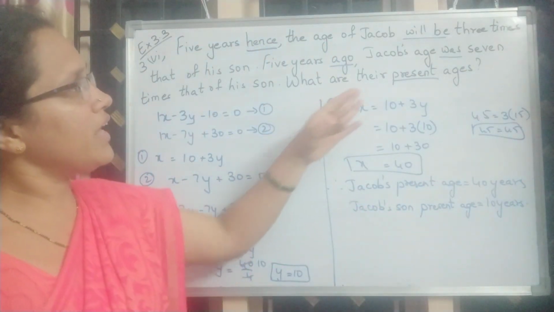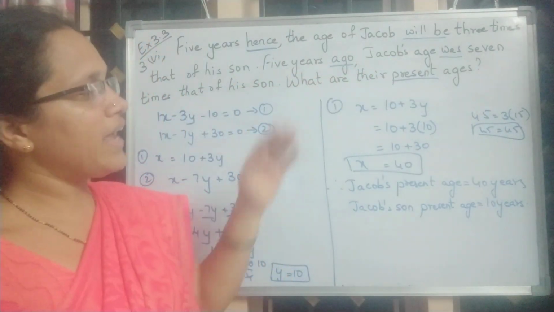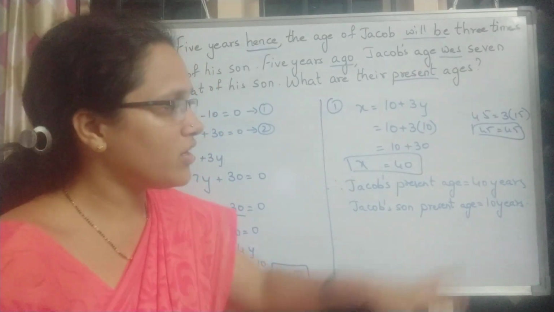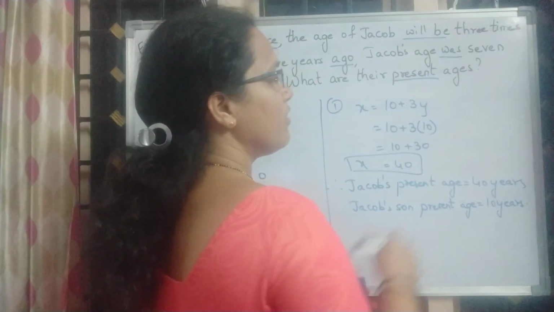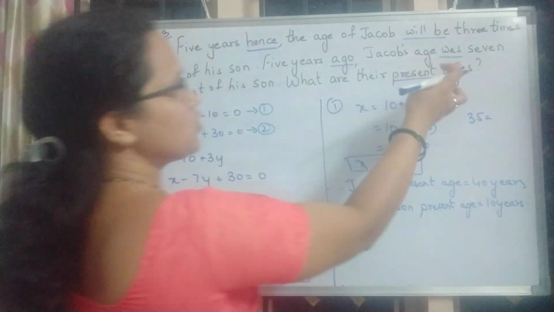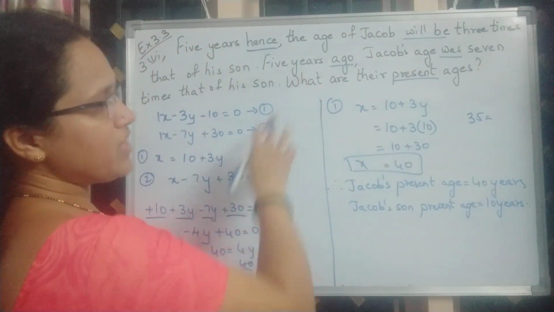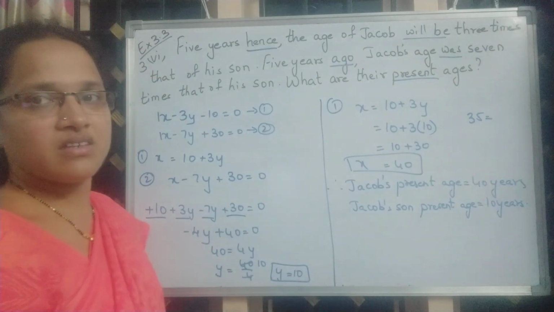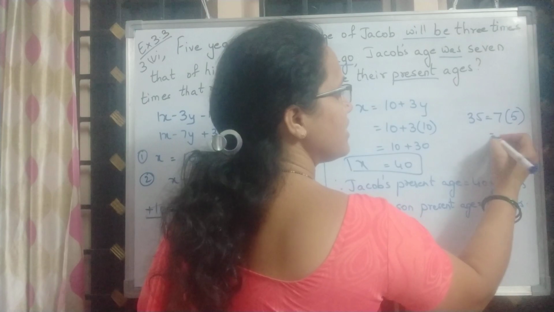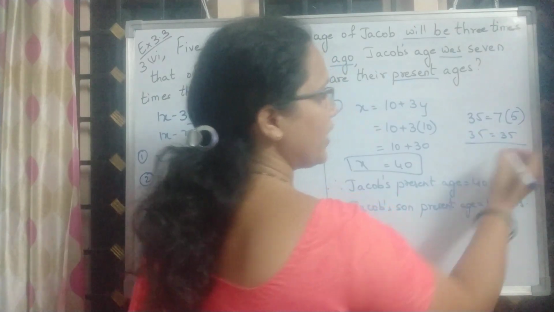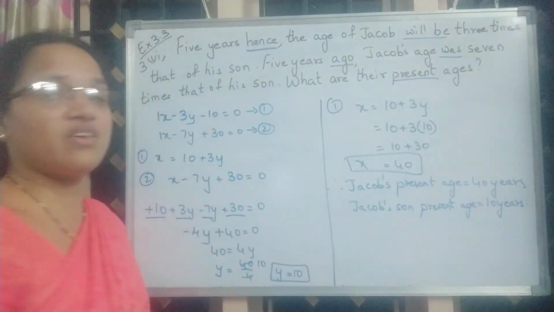And take for example the second condition: Jacob's age 5 years ago. Again you take it as 40, so 40 minus 5 is 35. So 35 equals 7 times the son's age 5 years ago, which is 10 minus 5, so 7 times 5, that is 35. So both are equated. That means my answer is right and it is verified according to the conditions given here.